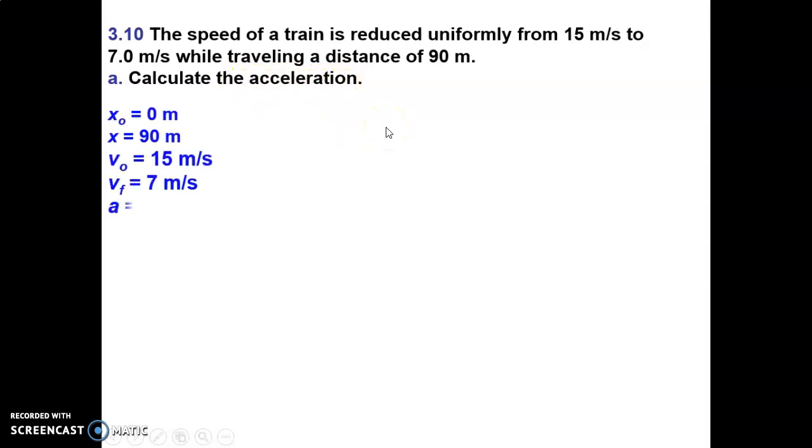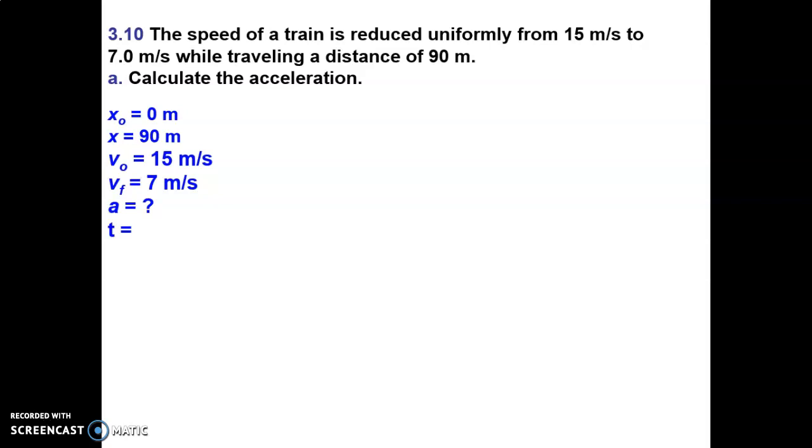I build a chart. I know my initial and final displacements. We'll say it starts at 0 when the time starts and it ends at 90. Our initial speed is 15, final speed is 7. We're looking for A. We don't know a time, so I don't have anything to put where that T is. Then you choose one of your 3 equations.